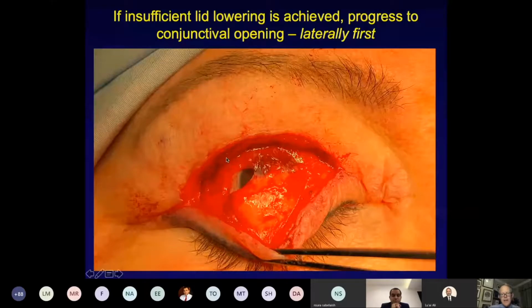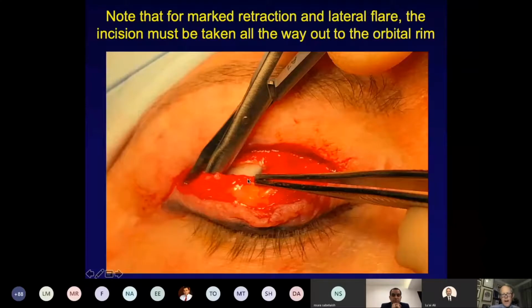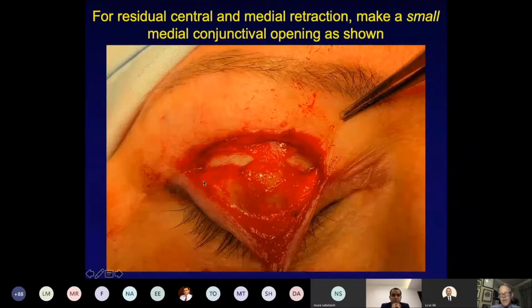But here's the secret. Don't open the whole conjunctiva at once, because what you're going to get is a flat lid contour. Doesn't look good. Go for the lateral part first, and you open it right out to the orbital rim. Here's the orbital rim, and I'm opening it all the way out. And then if you need to, open it medially.